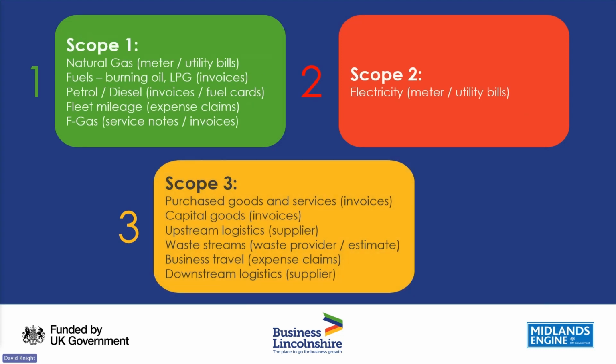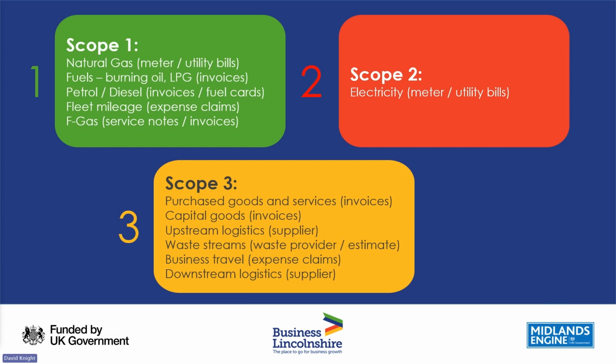So just to go through what we're looking for specifically when we look at scope 1: natural gas, any fuels, any petrol, diesel, fleet mileage, as I said, F-gas for refrigerants, etc. And there's some examples of where you can locate that information. And then scope 2 for most organizations will be electricity, which again, you can get from meters and utility bills.